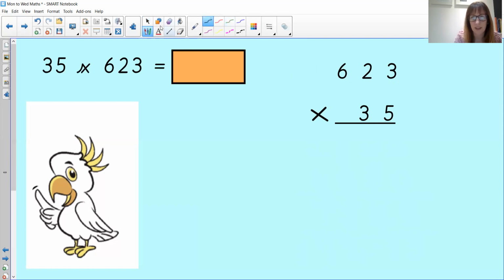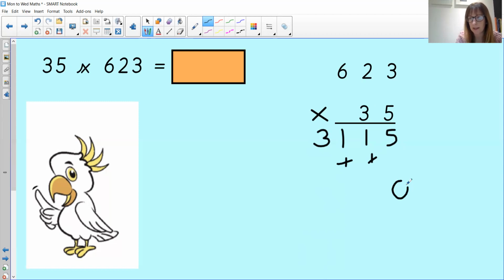Okay, you ready? So I need my pen. So we are going to multiply by the 5 first of all. So 3 times 5 is 15. 2 times 5 is 10. Add the 1 gives me 11. So I keep having to regroup my ones, don't I? And then 6 times 5 is 30. Add the 1 is 31. Okay, so now we multiply by the tens.